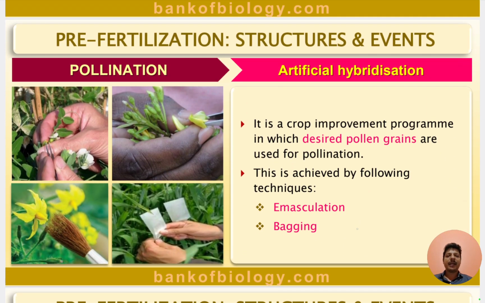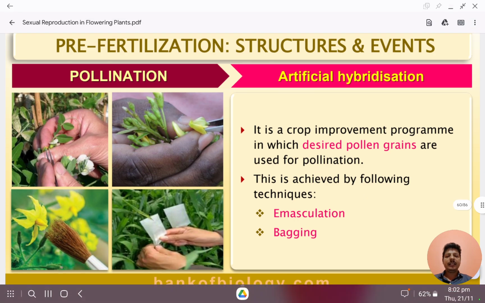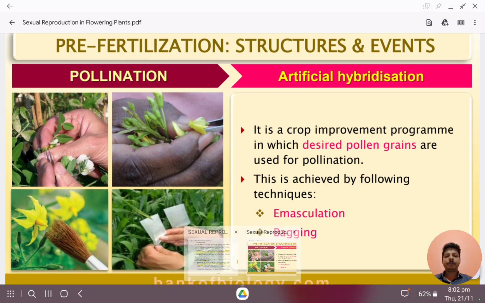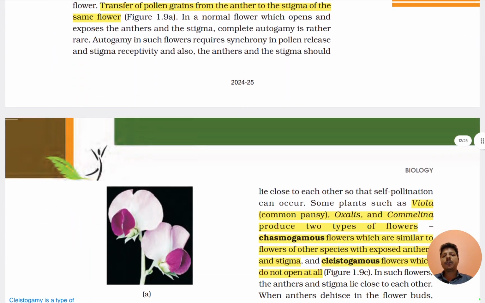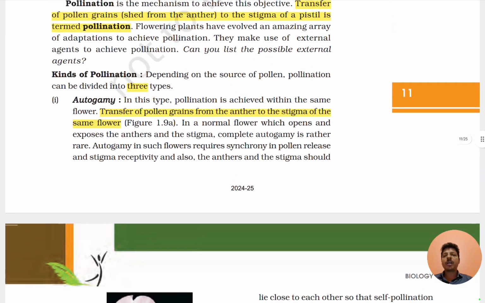Now, artificial hybridization. Before starting this, let's see what your NCERT says here. Pollination: transfer of pollen grain to the stigma of the pistil is termed pollination. Coming to kinds, there are three kinds of pollination: autogamy, geitonogamy and xenogamy. In autogamy, you can see transfer of pollen grains from anther to stigma of the same flower.